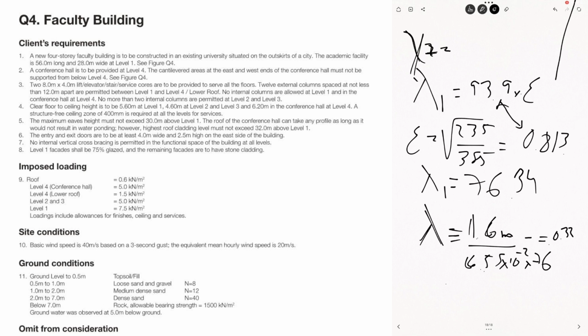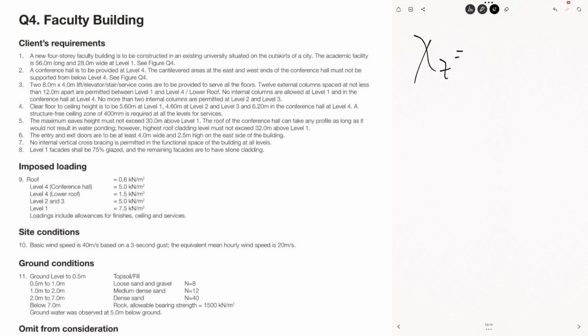So once you have this lambda, you just have to go to the buckling curve that is shown in figure 6.4 in the Eurocode 3. Because the height and the width of our profile is approximately 1, the buckling curve that I'll use is B.